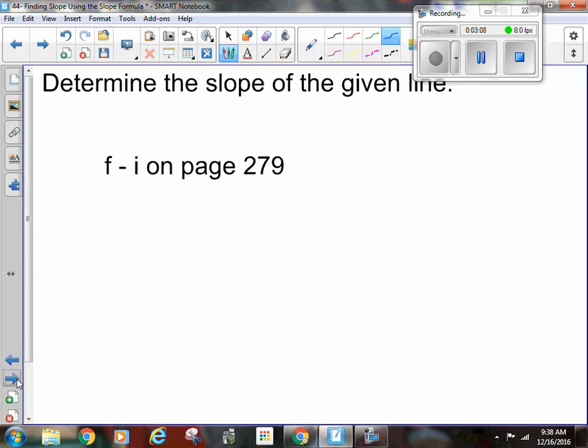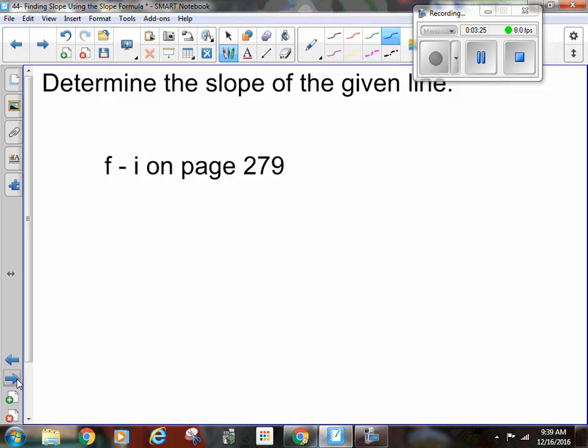Then if you look at page 279, we have some graphs there, and they give us ordered pairs. You can use the ordered pairs and the slope formula, or you can just count. And I would say count. It's just as easy.